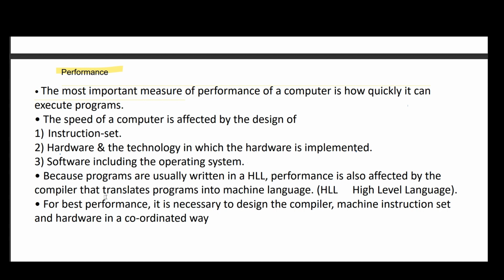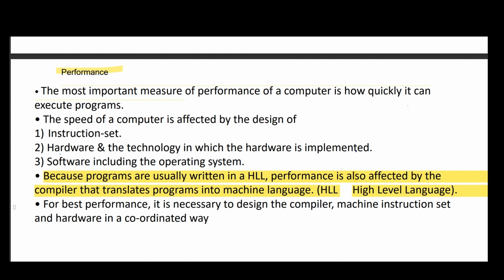So let's go into the next point. Because programs are usually written in HLL, which is high level language, performance is also affected by the compiler that translates the program into machine language. Usually you write the program in Java, C, C++, Python. What are these languages called? These languages are called high level languages, and they are compiled by compilers. You all know about the compiler. What it does is translate the program into machine language, which is understandable by the computer.